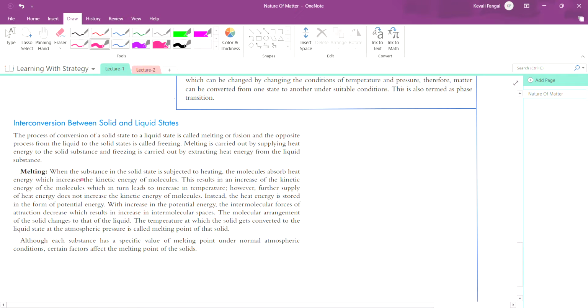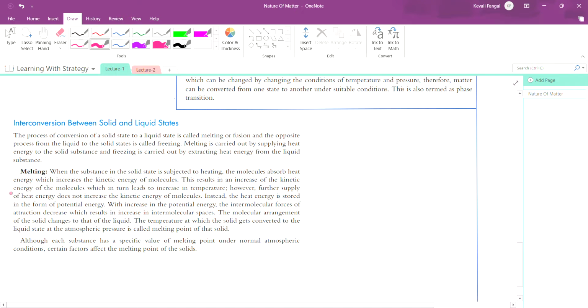What is melting? When the substance in the solid state is subjected to heating, that is, some heat is provided, the molecules absorb heat energy, which increases the kinetic energy of molecules. So when the kinetic energy increases, the substance absorbs heat and thus converts from solid to liquid state. This results in an increase of the kinetic energy of the molecules, which in turn leads to an increase in temperature.